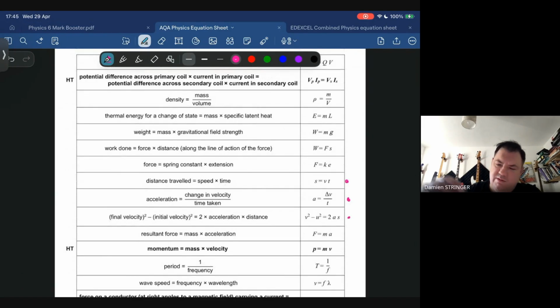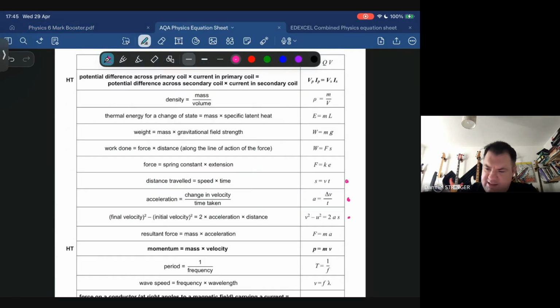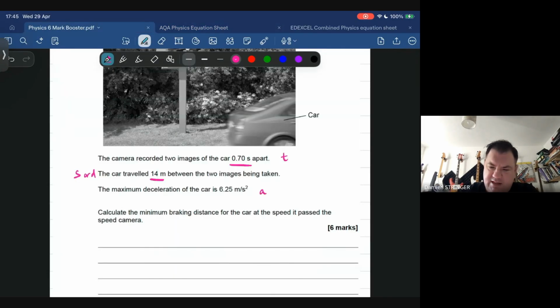So let's go back to what we've got. We've got an S, which I think is a distance in that one, yeah. Distance travelled is speed times time. So that is an S. That is a time. So, right, minimum braking distance. So this seems like I can do it in one equation. I don't know if that seems right.